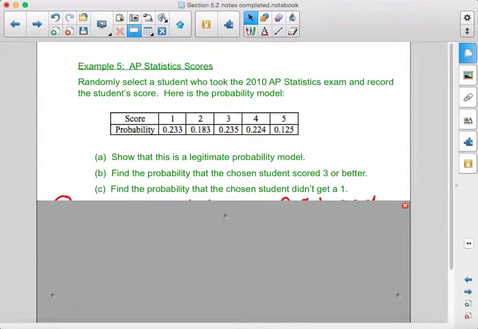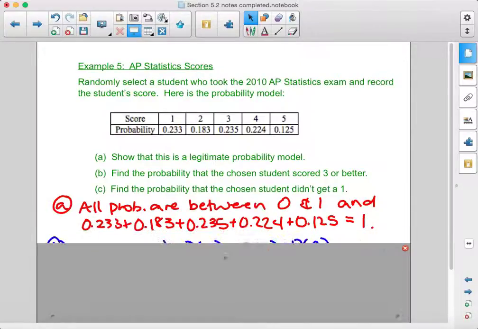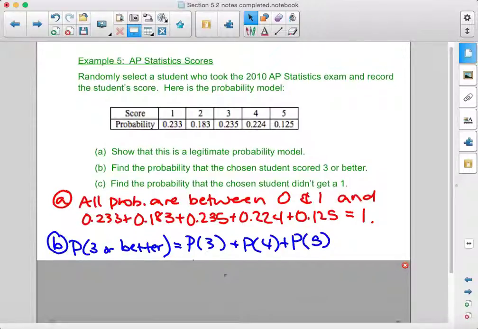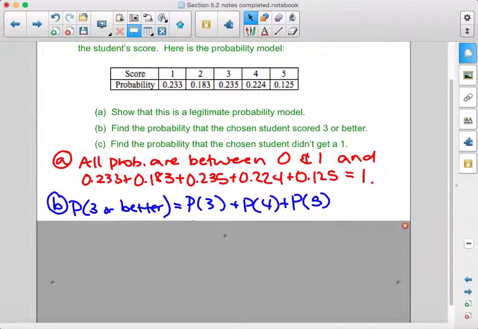Now example 5 says randomly select a student who took the 2010 AP Stats exam and record the student's score. Here's the probability model. So part A is just show that this is a legitimate probability model. Well, since all probabilities are between 0 and 1, and when I add all the probabilities together it equals 1, this is legitimate.